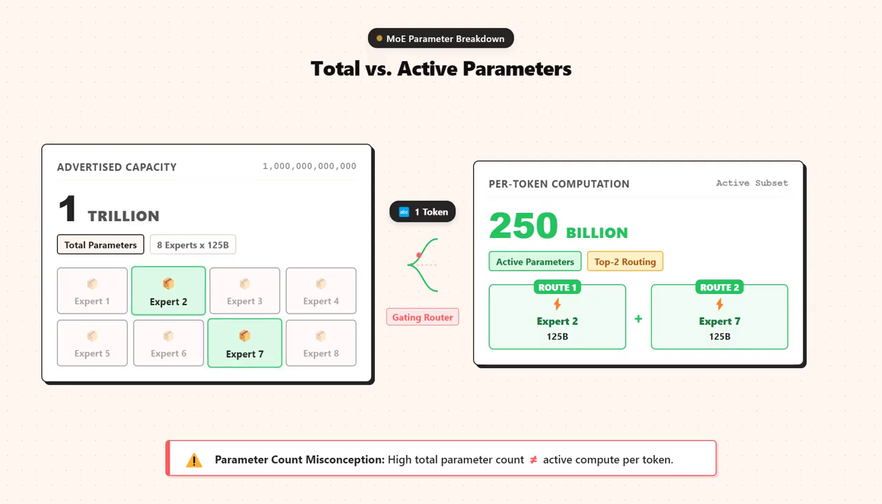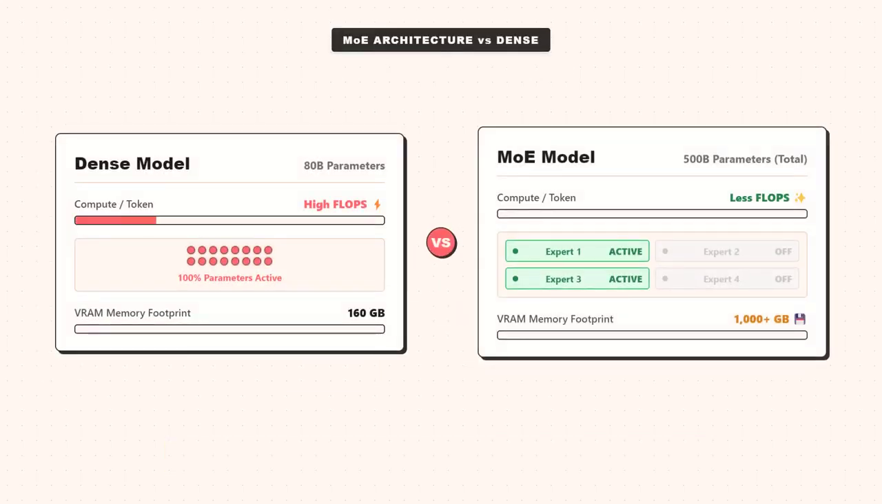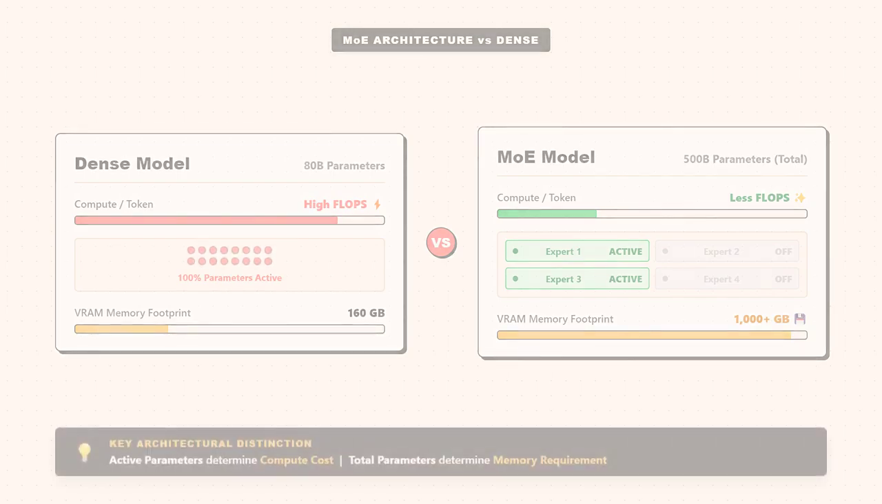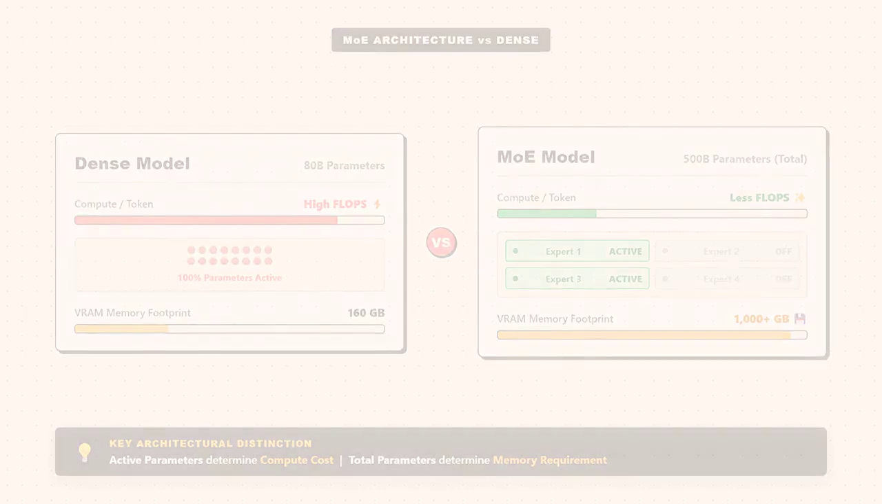A 500 billion parameter MoE model may require less computation per token than a much smaller dense model. At the same time, the MoE model may still require far more memory because all those experts have to be stored somewhere. We'll come back to that difference because it's one of the biggest misunderstandings around this architecture.